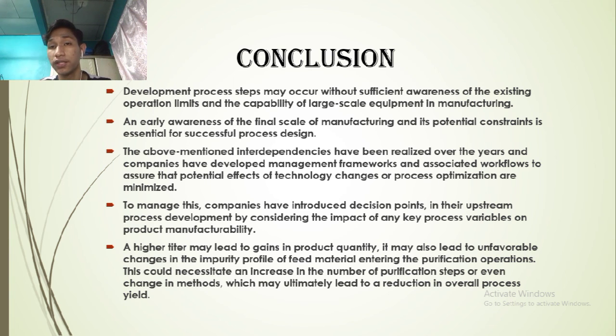To manage this, companies have introduced decision points in their upstream process development by considering the impact of any key process variable. A higher TTIR may lead to a gain in product quality. It may also lead to an unfavorable change in the impurity profile of feed material entering the downstream operations.